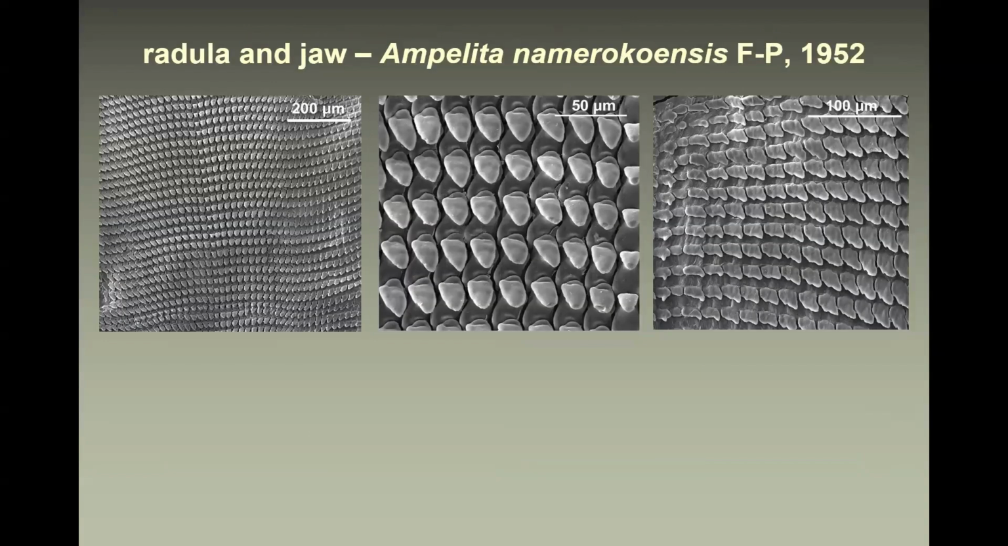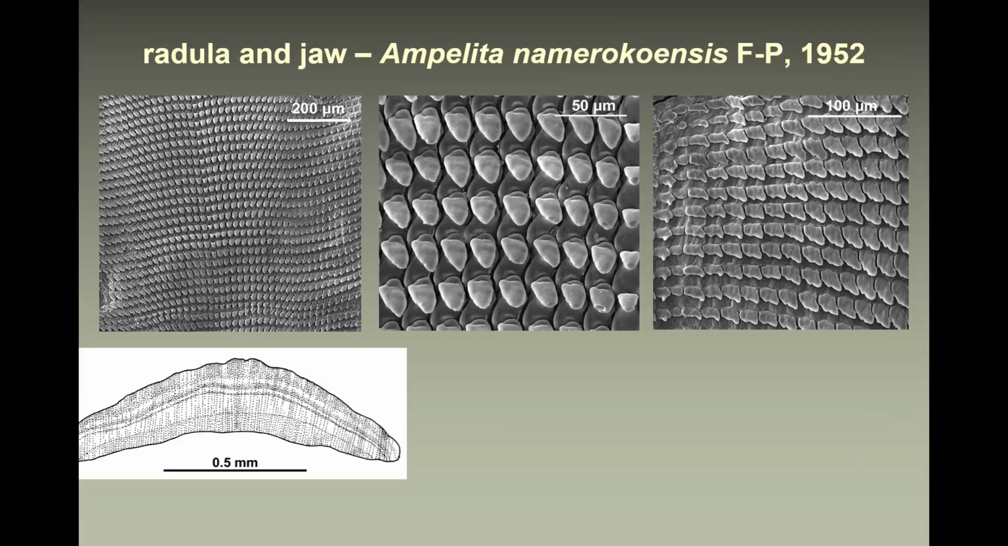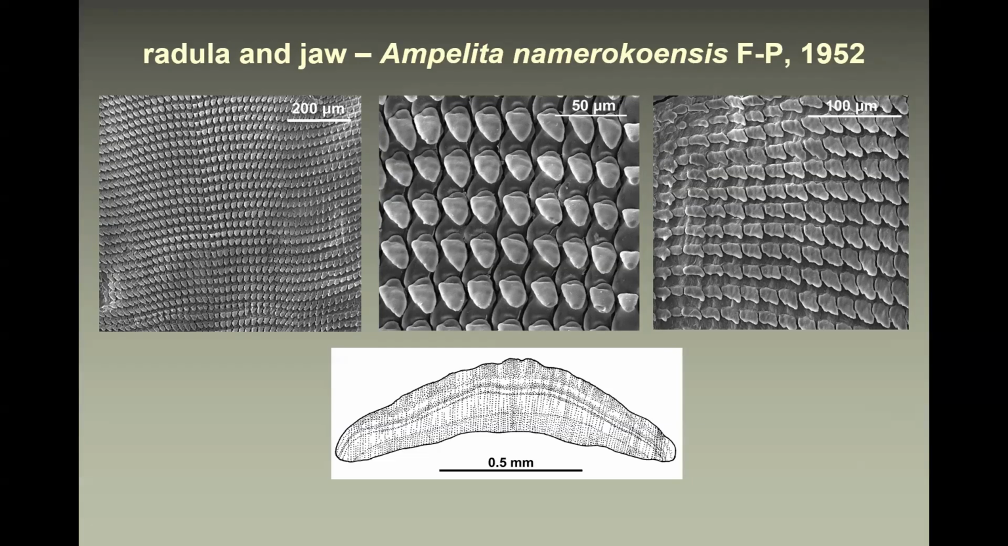Comparing it with the radula and jaw of a known acavid, Ampelita namarocoensis, we see very much the same. Lots of tiny, tiny teeth, a little bit of differentiation towards the edge, and another oleognathous jaw.